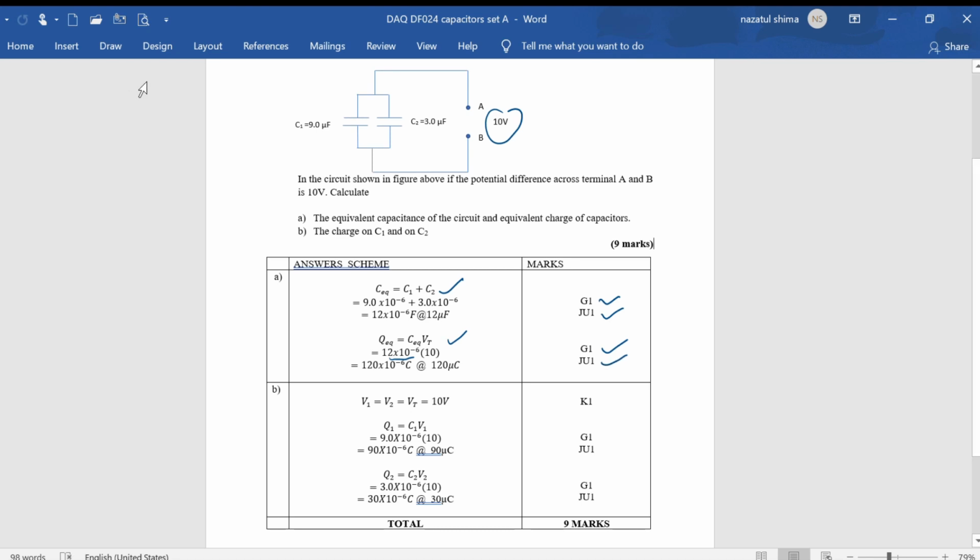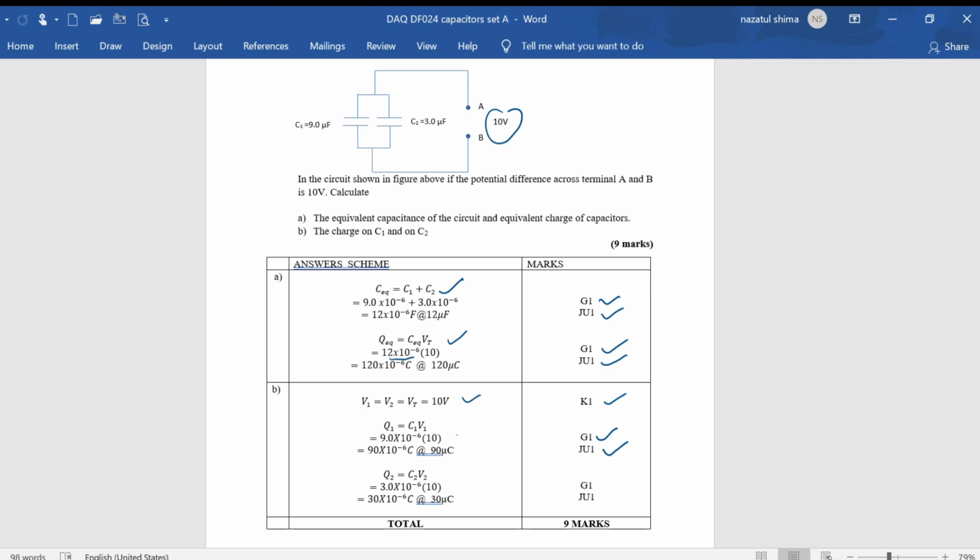Okay, B, the charge on C1 and on C2. So on the parallel circuit, okay, so the V total is equal to V1 is equal to V2, which is 10 volts. Okay, so this we were given 1 mark for concept. Okay, and then Q1 is equal to C1 V1, and then we substitute the C1 is 9 times 10 negative 6 times V 10. Okay, 1 mark G1. Okay, and then the answer with unit 90 times 10 negative 6 coulomb. Okay, answer with unit 1 mark.